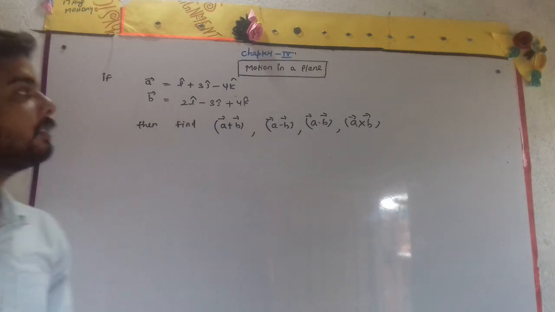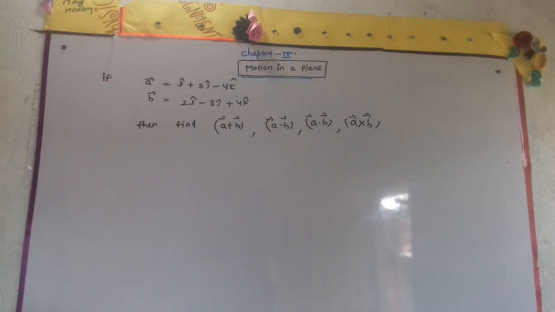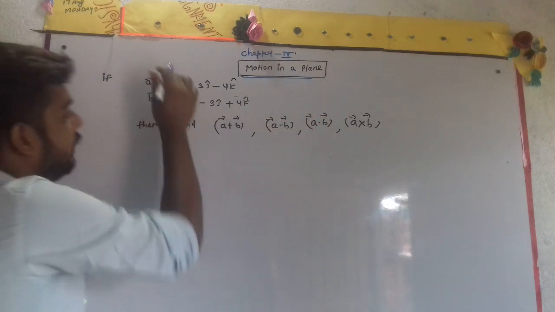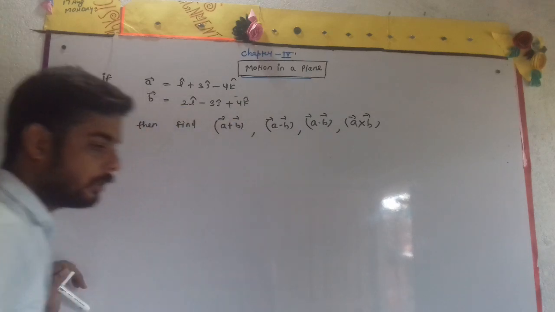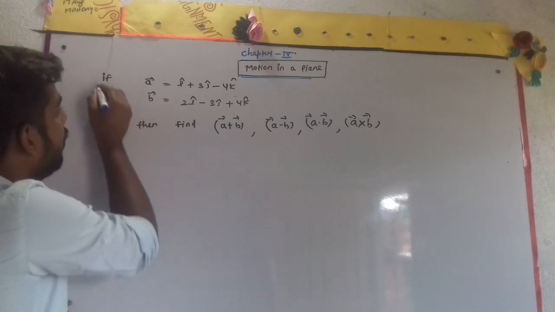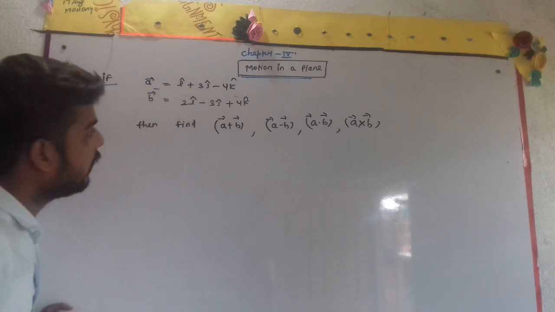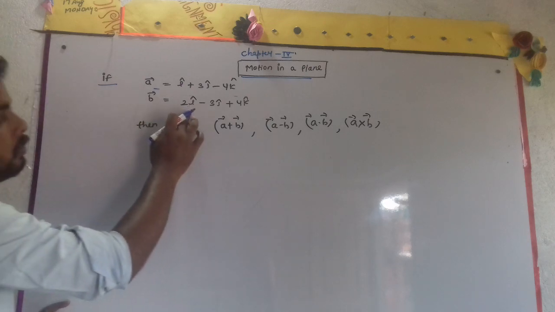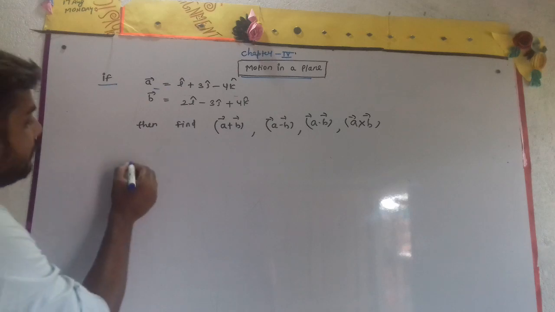Now we are going to start motion in a plane. In the next video we will see vector addition, vector subtraction, dot product and cross product. So first we will study vector addition. We have a question: vector A equal to i plus 3j minus 4k, vector B equal to 2i minus 3j plus 4k. You have to add.